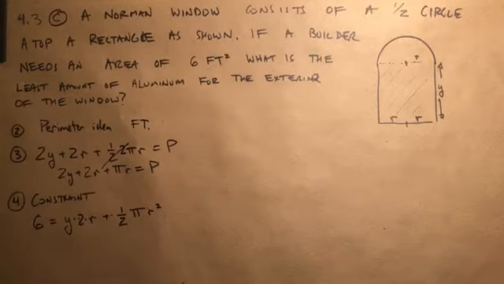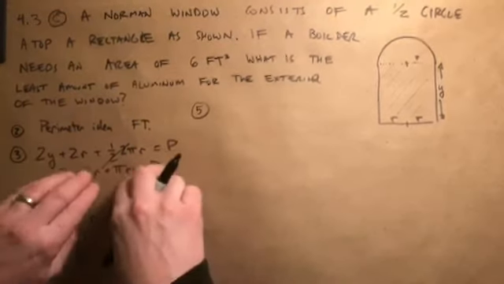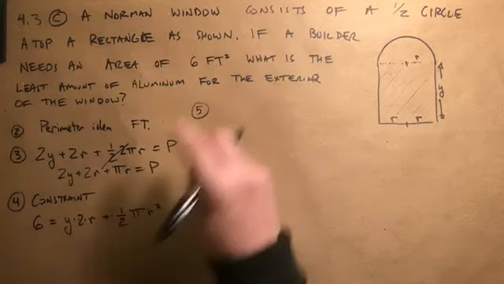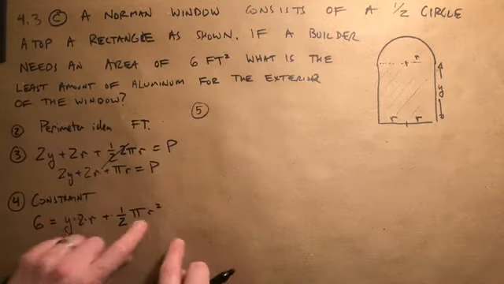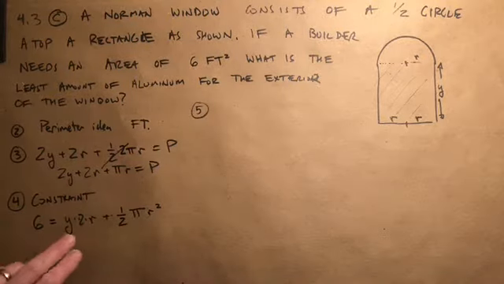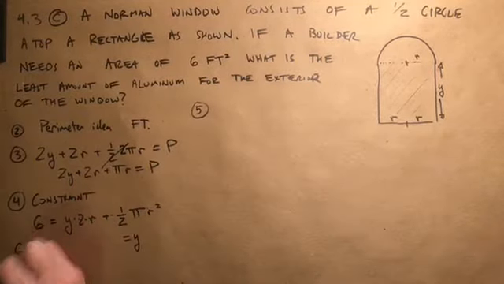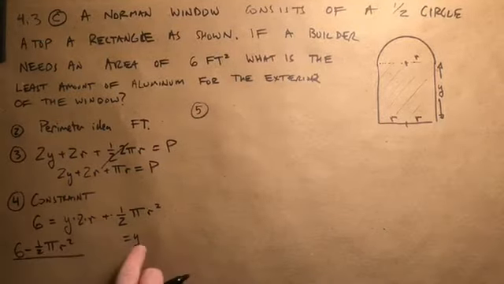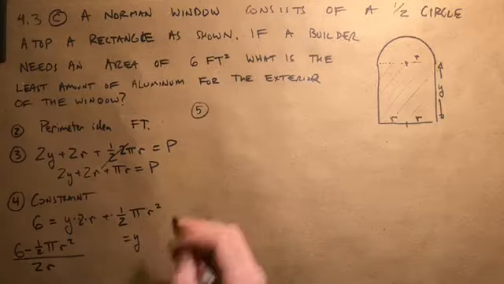Sensible? I hope so. Now, step 5 involves us using our constraint and our equation from step 3 to make one equation. And so it's pretty clear that I'm going to use a substitution here. Do you want to substitute for r, which is located in 2 spots, or for y, which is located in 1? It's a no-brainer. We have to go for y. So y will equal 6 minus 1/2 pi r squared, and then we're going to divide all of that mess by 2r.